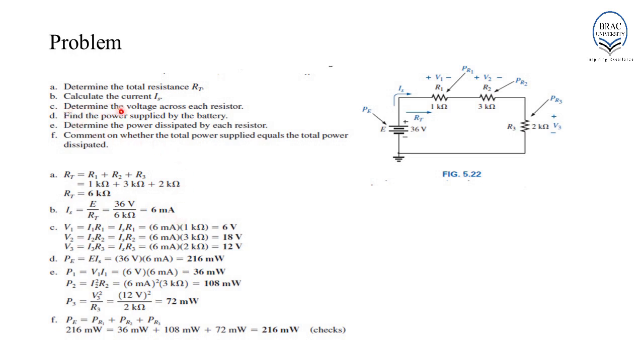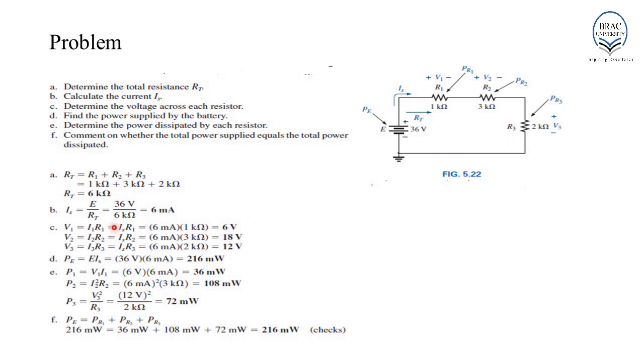C. Determine the voltage across each resistor. We know that in series configuration, the same current will flow through all the elements. Thus, Is is the current that will flow through R1, R2 and R3. We know the resistances of R1, R2 and R3 respectively.